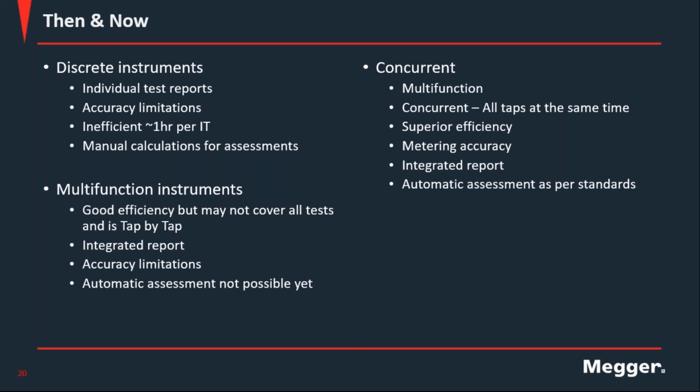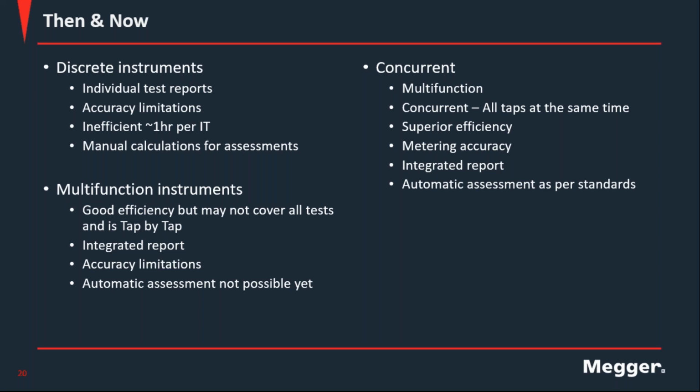Multifunction instruments give you good efficiency, but may not cover all of the tests. So if it's one of the early generation of multifunction instruments, you may not have all the tests that are needed. They do not perform the tests concurrently. They just do tab by tab. And yes, you get an integrated report, but again, you may not have all the tests, or you can still have the accuracy limitation. So they might not be suitable for metering class CTs or VTs.